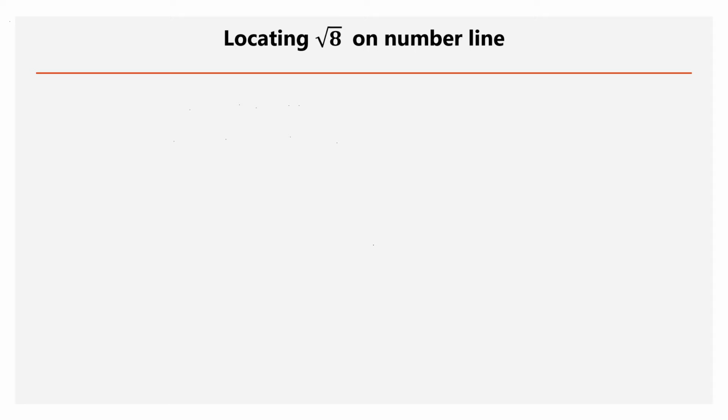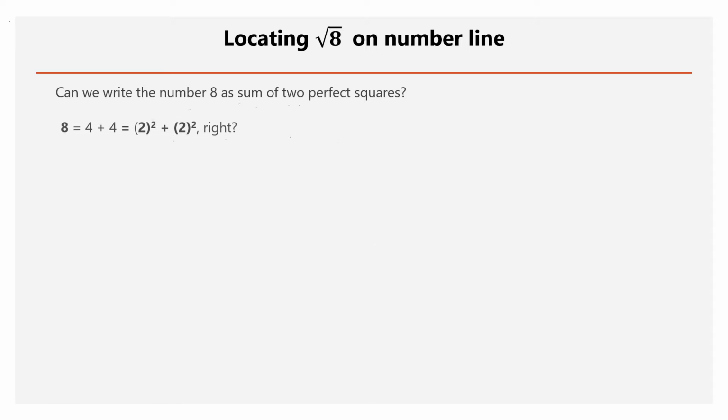As explained in the previous videos, we will see whether we can represent the integer under the square root sign as sum of two perfect squares. Here the integer under square root sign is 8. Can we write 8 as sum of two perfect squares? 8 is equal to 4 plus 4 is equal to 2 square plus 2 square. That means 8 can be represented as sum of two perfect squares, right?